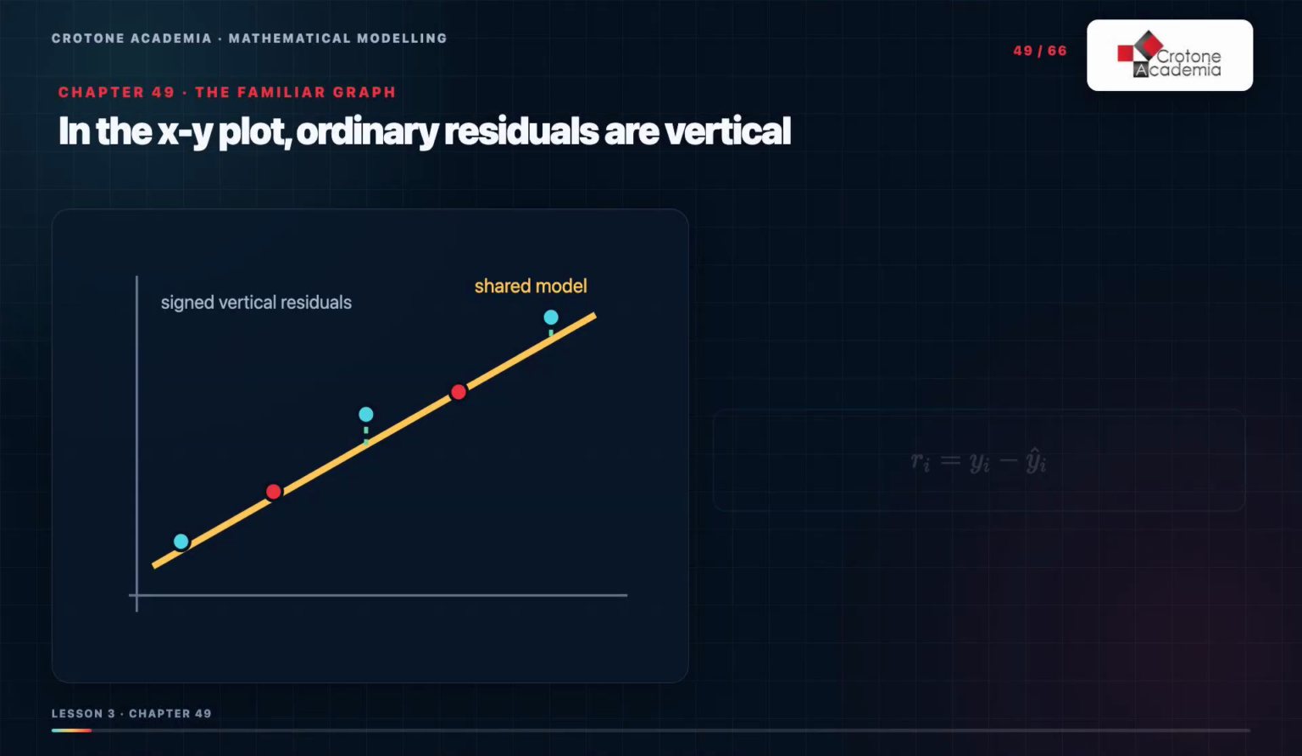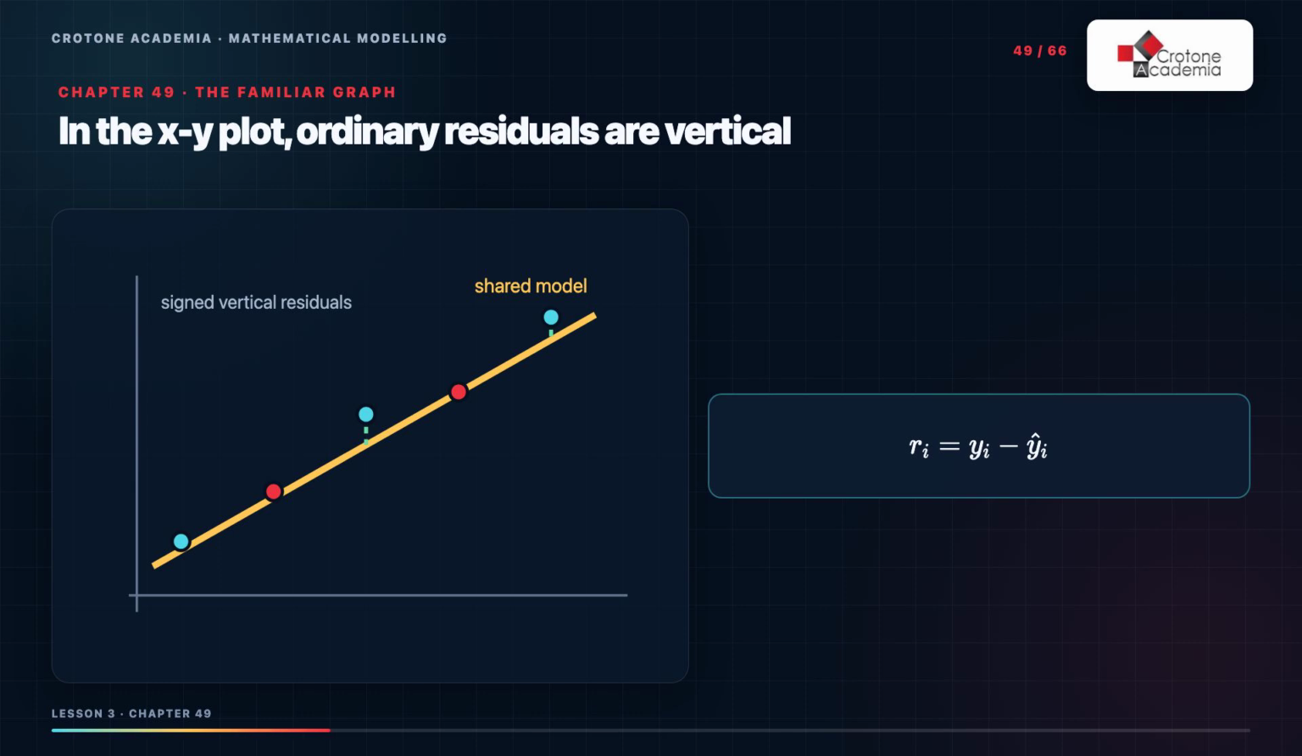There are two geometric pictures, and we must not merge them carelessly. In the ordinary xy graph, each observation is a point, and the fitted line is drawn across the plane. Ordinary least squares holds each x value fixed and measures the vertical output difference, y sub i minus y hat sub i. These vertical segments are the scalar residuals shown in the familiar data plot.